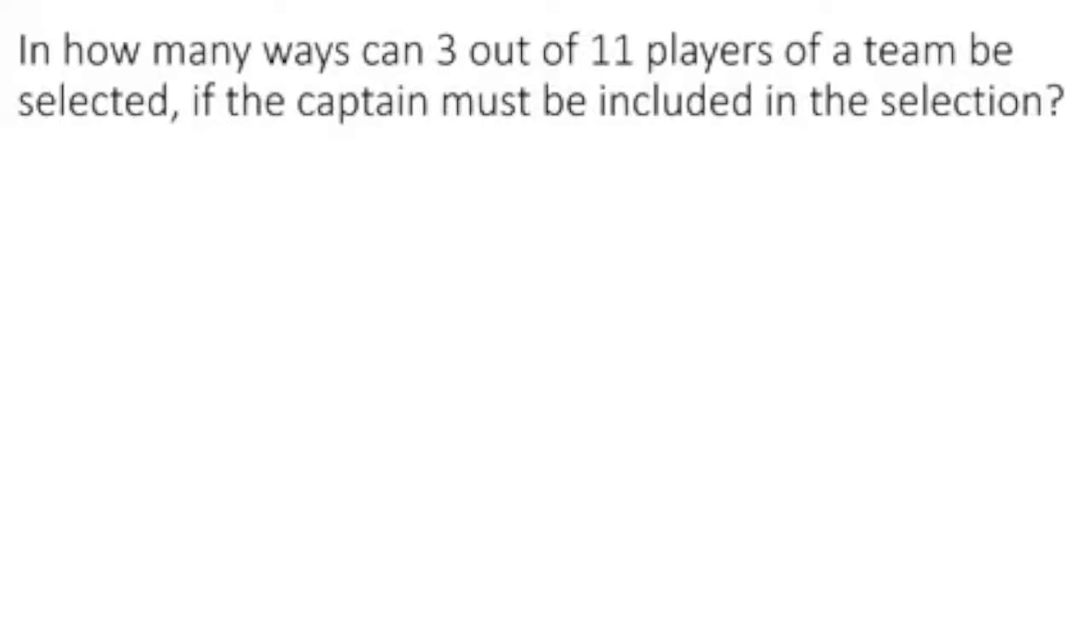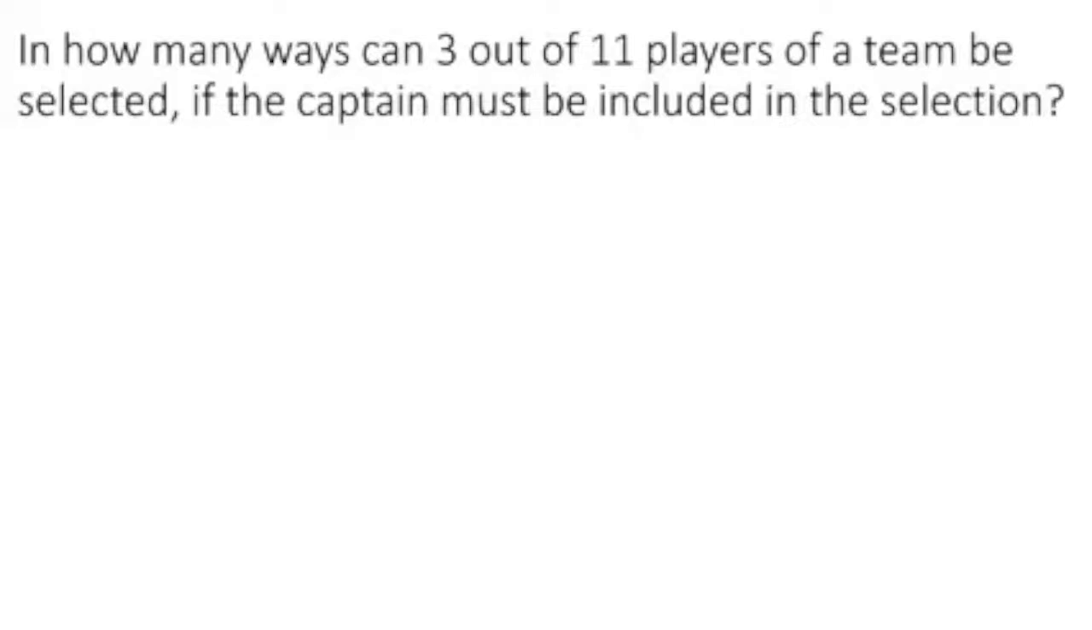In how many ways can 3 out of 11 players of a team be selected if the captain must be included in the selection? When the captain is included, for how many people are we still doing the selection, 2 or 3? Only 2 people from the available 10, because one captain has already been chosen. So the answer is 10C2.